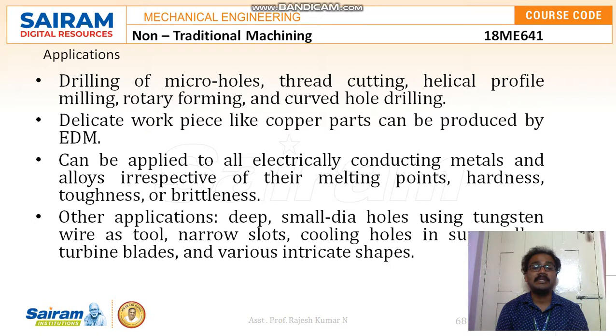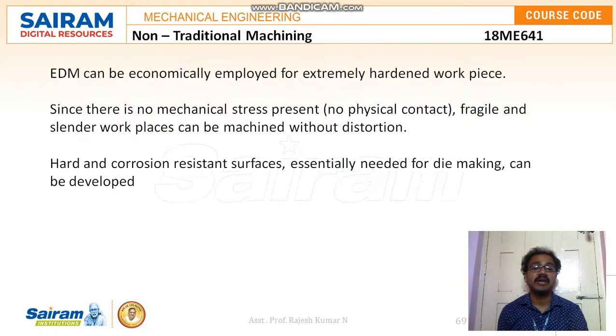Delicate workpieces like copper parts can be produced by electrical discharge machining, and it can be applied to all electrically conducting metals and alloys irrespective of their melting point, hardness, toughness or brittleness. Other applications include deep small diameter holes using tungsten wire as tool, narrow slots, cooling holes in superalloy turbine blades and various intricate shapes.